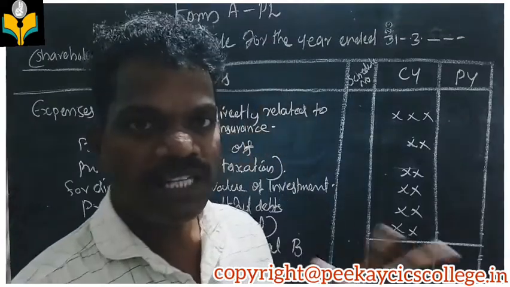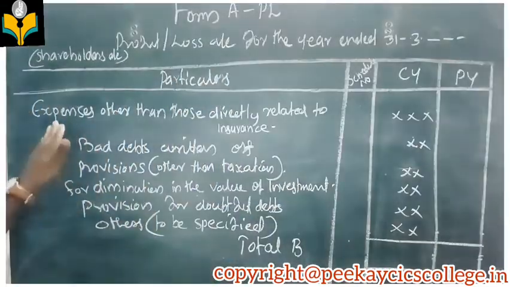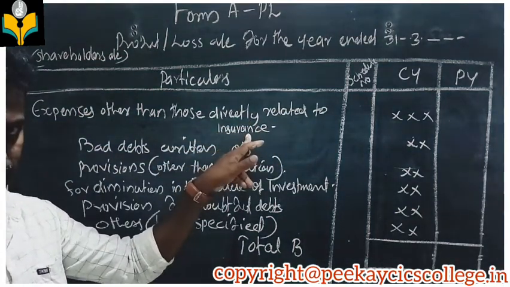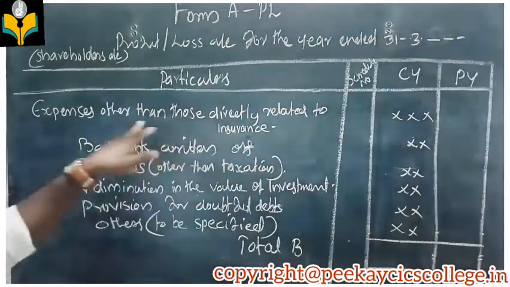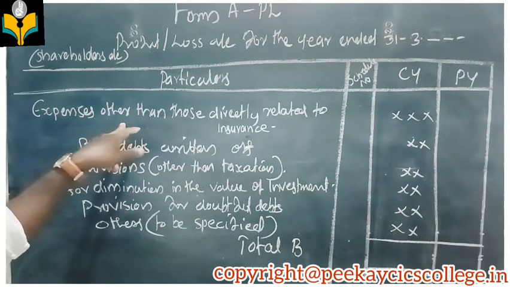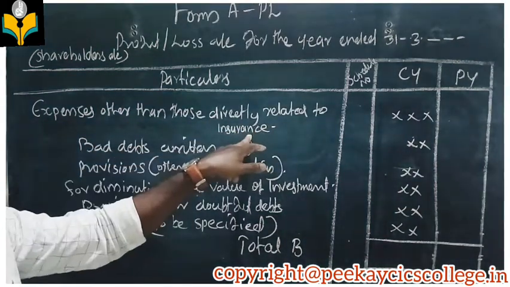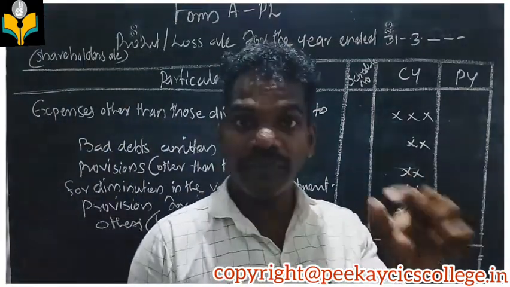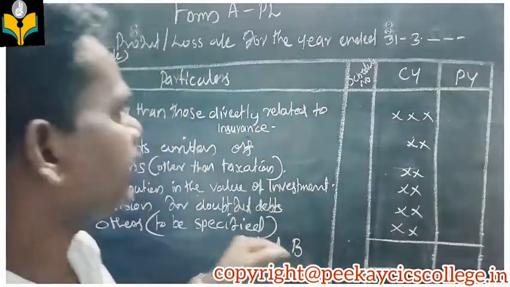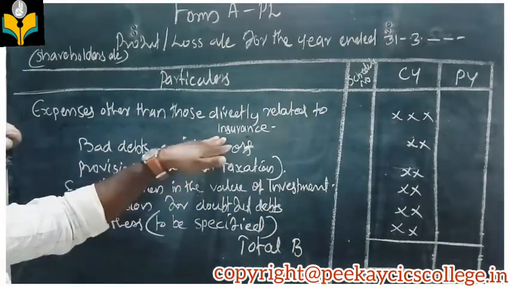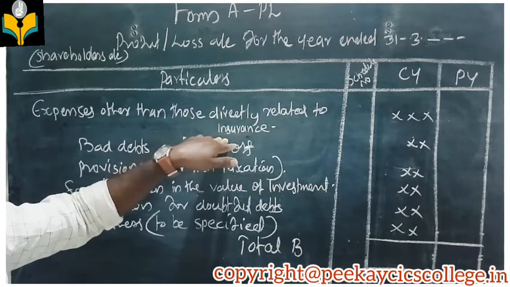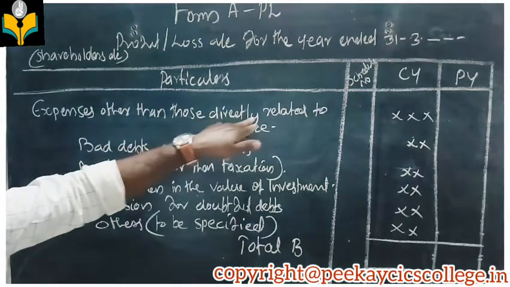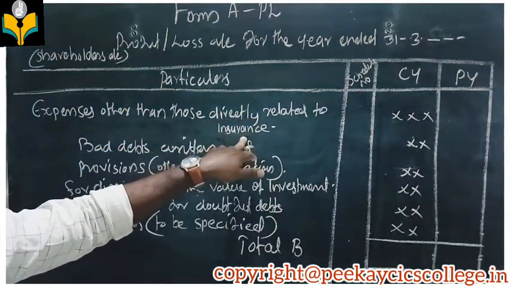Let's go to the expenditure part. Expenses other than those directly related to insurance. That means those other than directly related to insurance. Directly related expenses are only recorded in the revenue account. Then those not directly related should be entered on the profit and loss account under the expenses side. So, expenses other than those directly related to insurance.